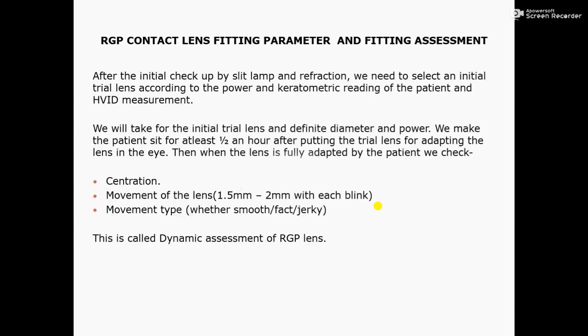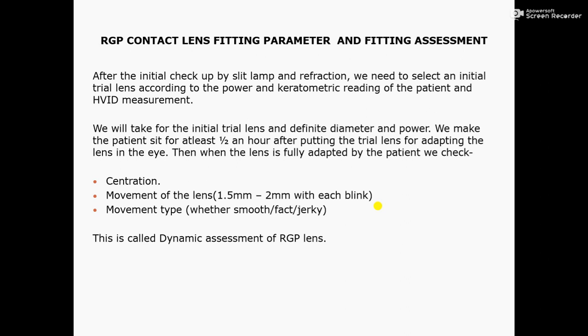Next, after the initial checkup by slit lamp and refraction, we need to select an initial trial contact lens according to the power and keratometric reading of the patient and the horizontal visible iris diameter measurement. We will take a definite diameter and power for the initial trial lens.